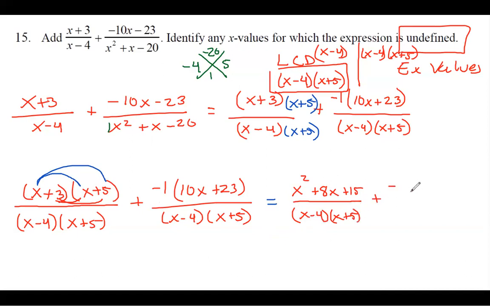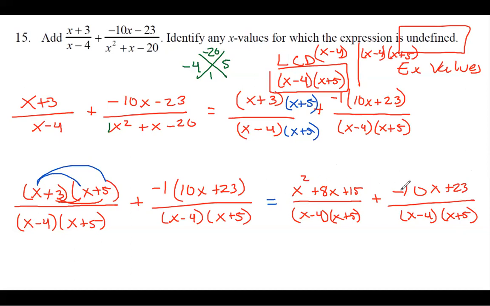plus negative 1 times 10x plus 23 over x minus 4, x plus 5. Now notice here that my negative 1 is outside, guys. I'm going to put it back inside. You don't have to always take it out. Let me rewrite that. I multiplied it back inside. So negative 10x, and that's it, minus 23.